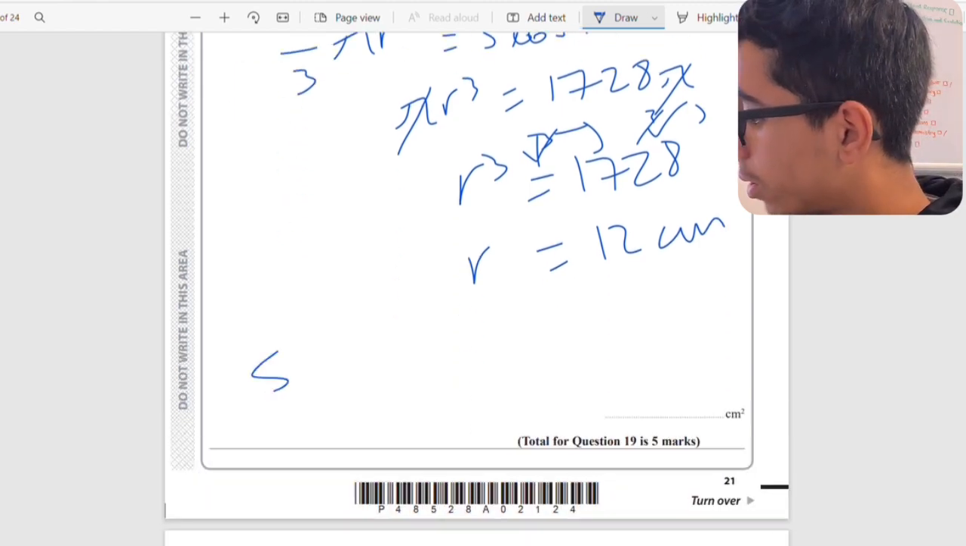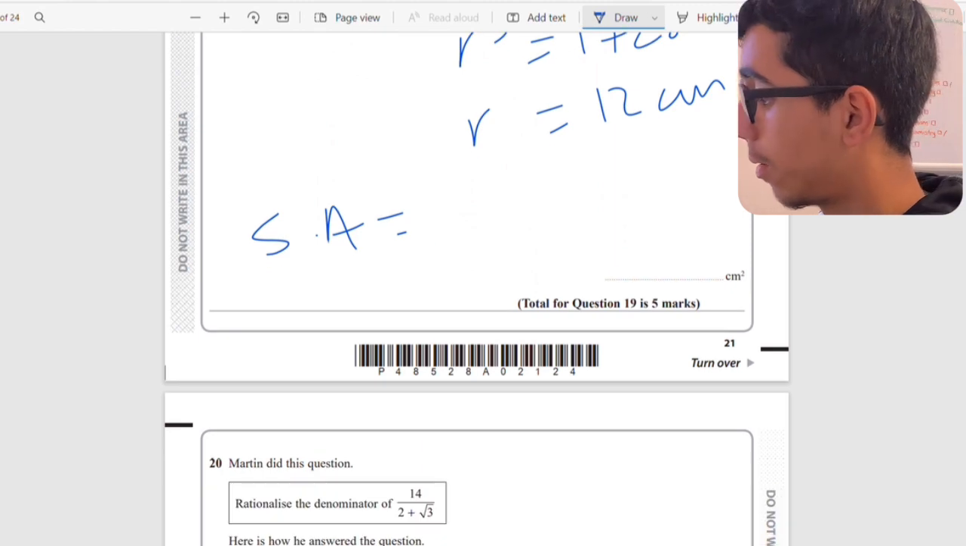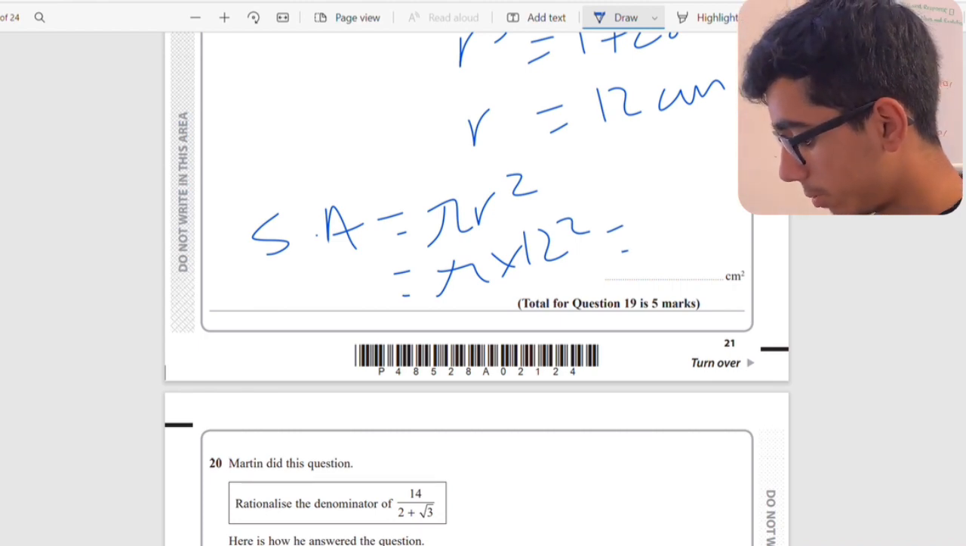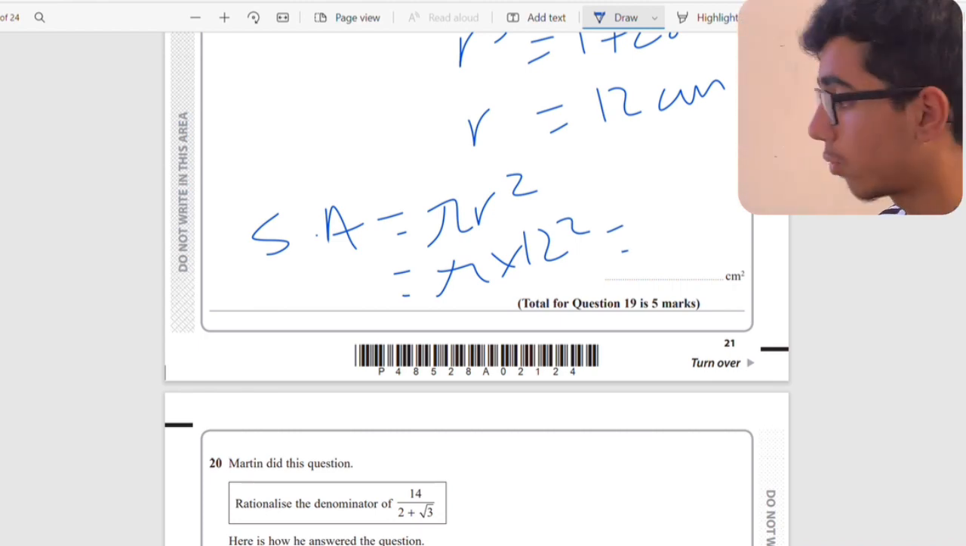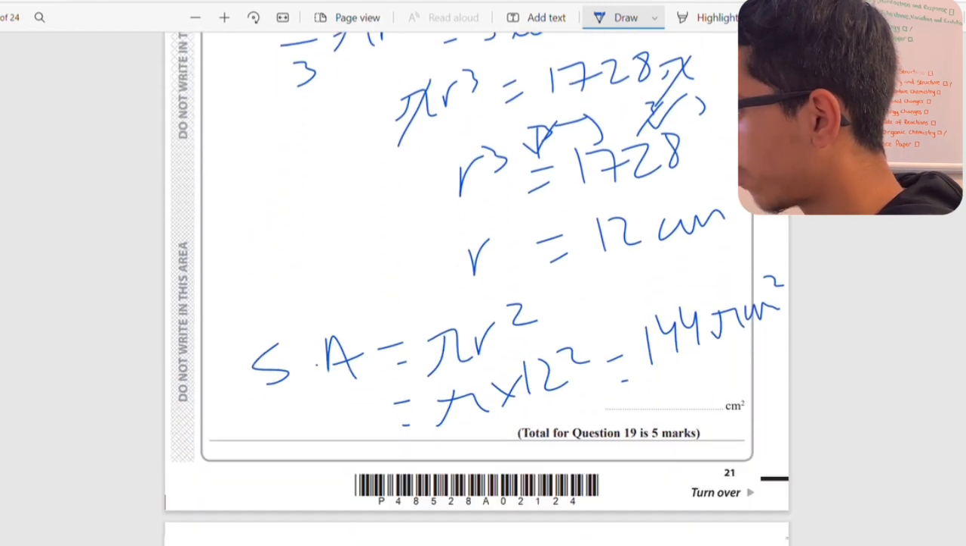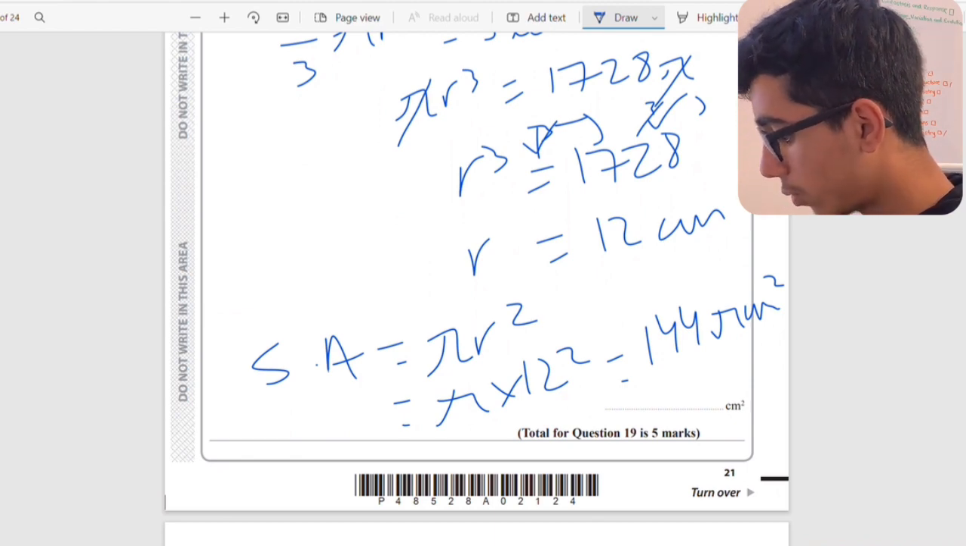Again, so then we go on to the surface area. This is the quarter of a sphere, so it's going to be pi r squared, which is equal to pi multiplied by 12 squared. Therefore, it's going to be 12 times 12, 144 pi centimeters squared. It wants 3 significant figures, so 144 pi is 452.